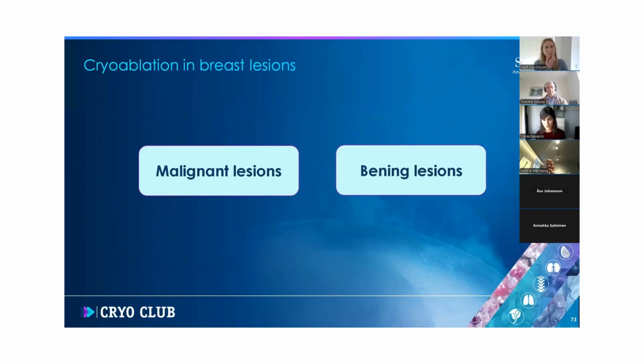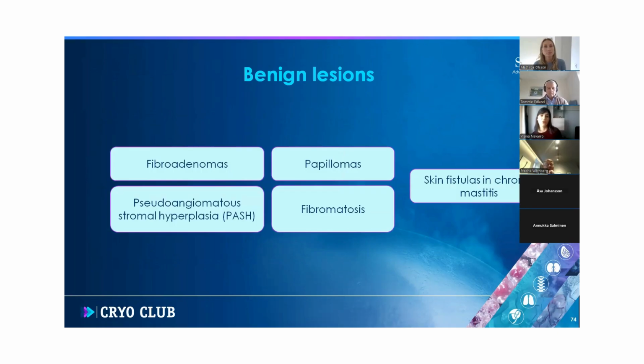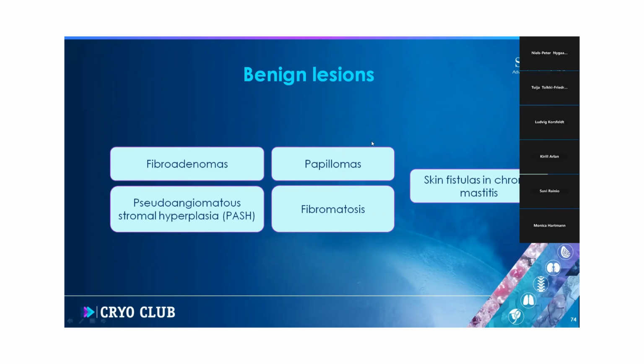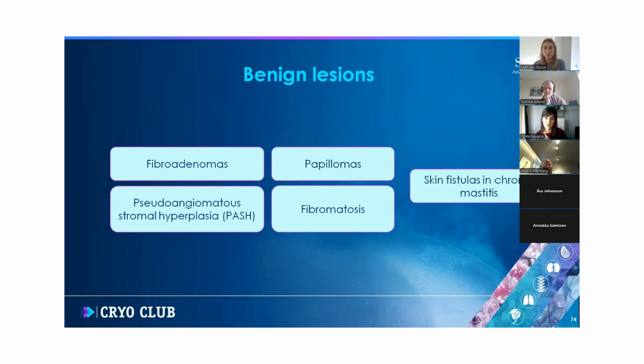So now let's see some cases of benign lesions. We are treating with cryoablation these entities. You know that papillomas are the indication approved by the FDA in the USA. But today I wanted to show you some more interesting cases. We have treated some cases of papillomas located inside the nipple. And also we are treating skin fistulas in chronic mastitis. We are very satisfied with this. And I think we are having very good results, and this is very important for the patients. And I will explain this later.